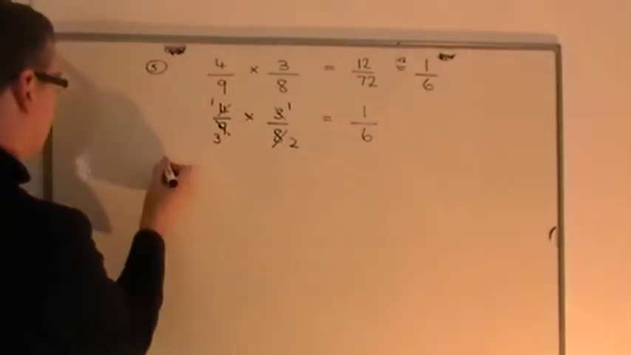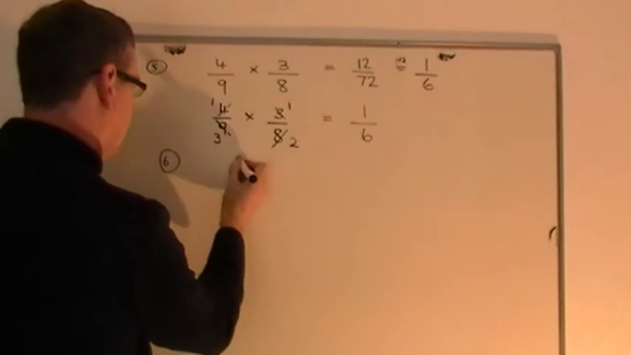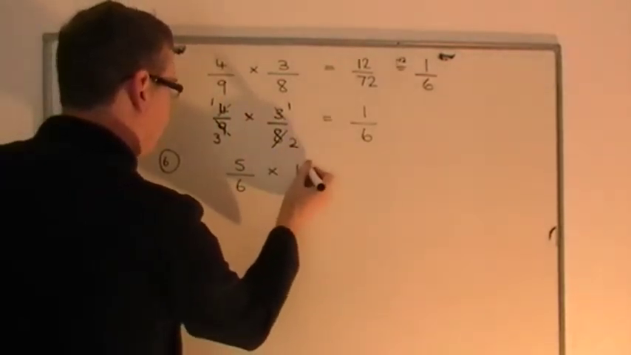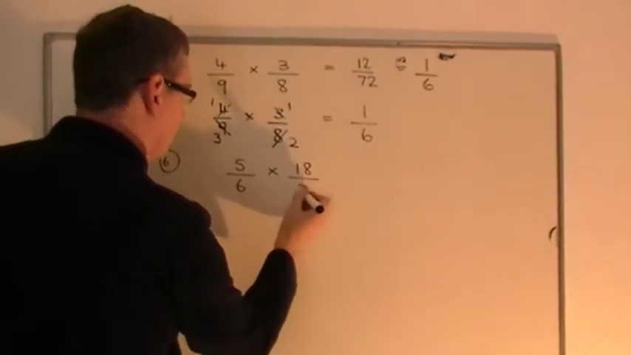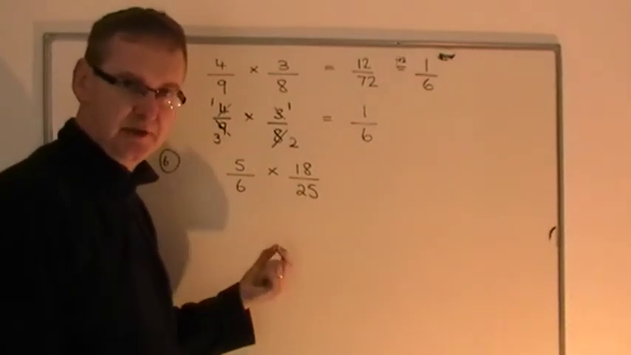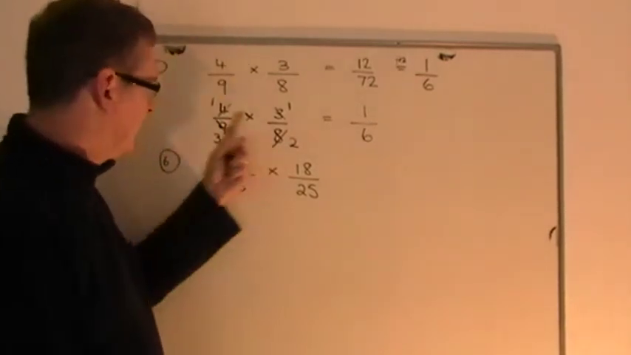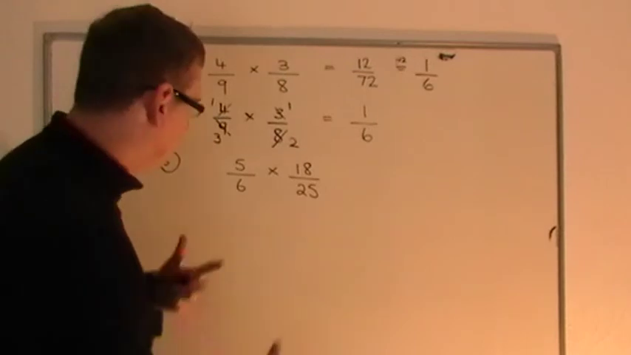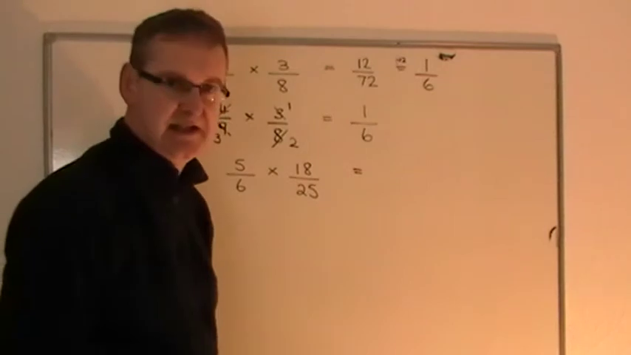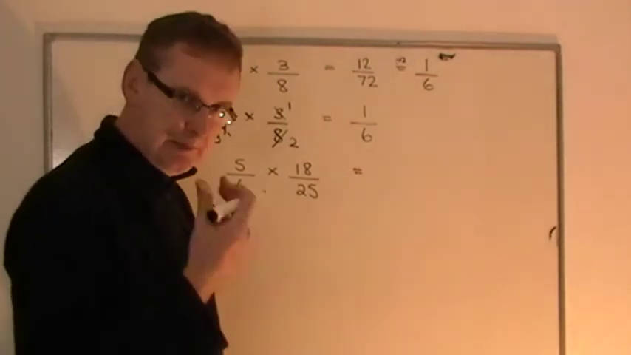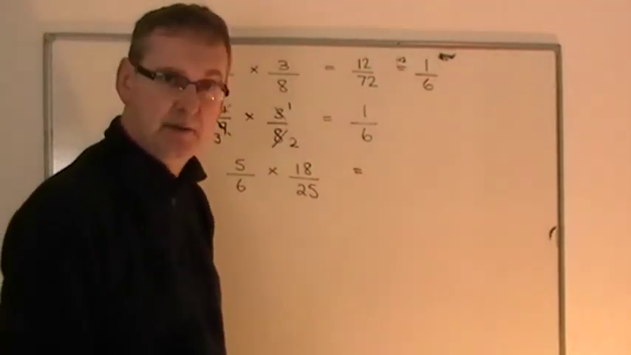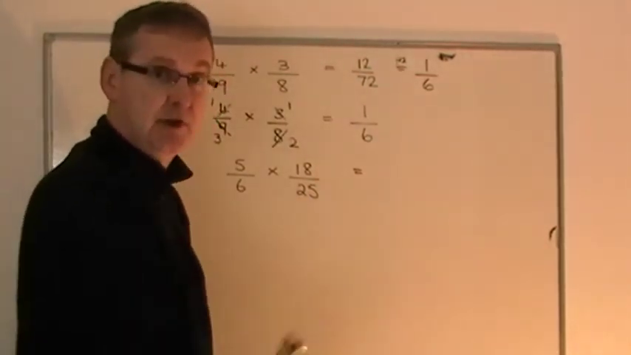Let's try another one. Number 6. How about doing 5/6 times 18 over 25. Now, if you're doing this one on paper 1, and you don't do it by cancelling in the sum, it's not very nice, because look what is going to happen. You're going to have to work out what 5 times 18 is. Now, you might be able to do that in your head, I hope you can. If you can't, then you don't have to do a side sum. But however you do it, you've got to work it out.